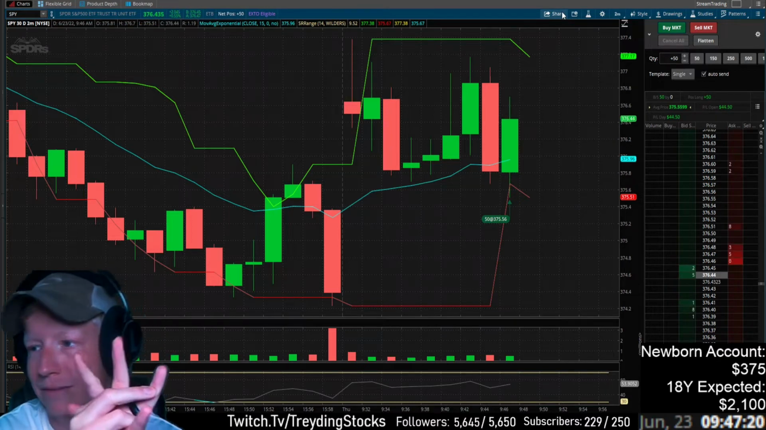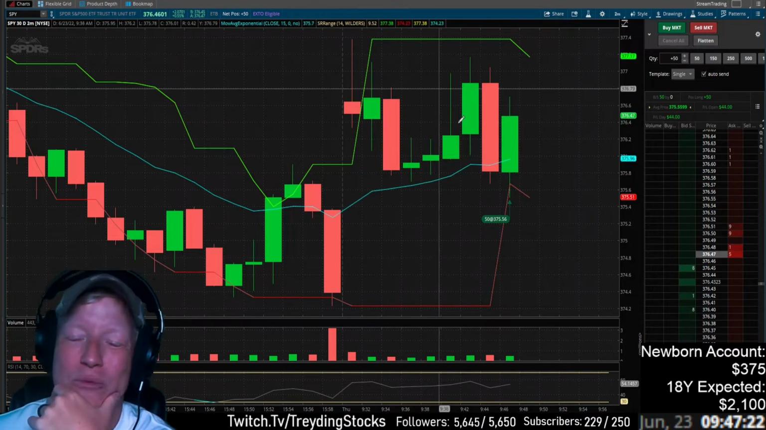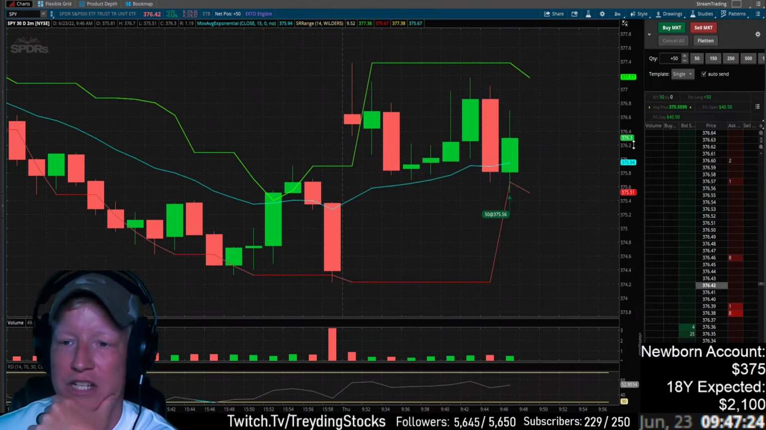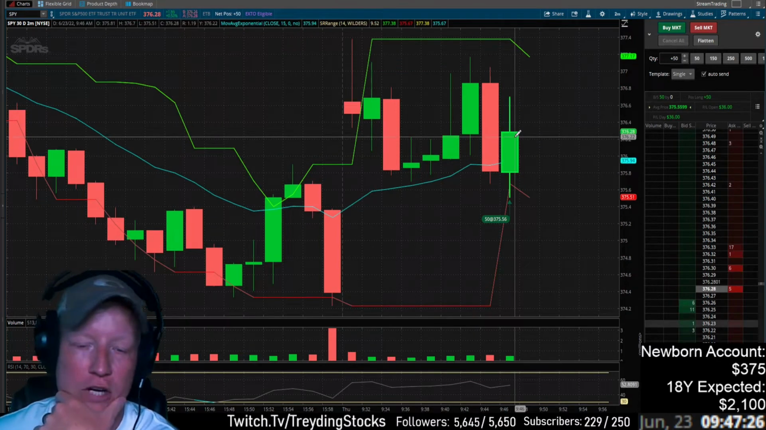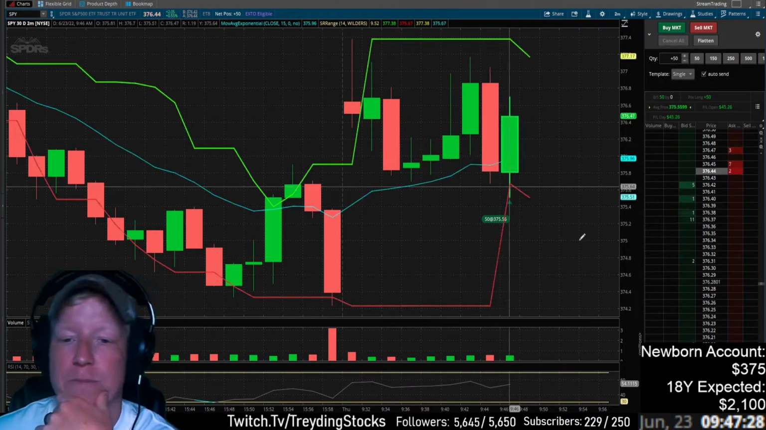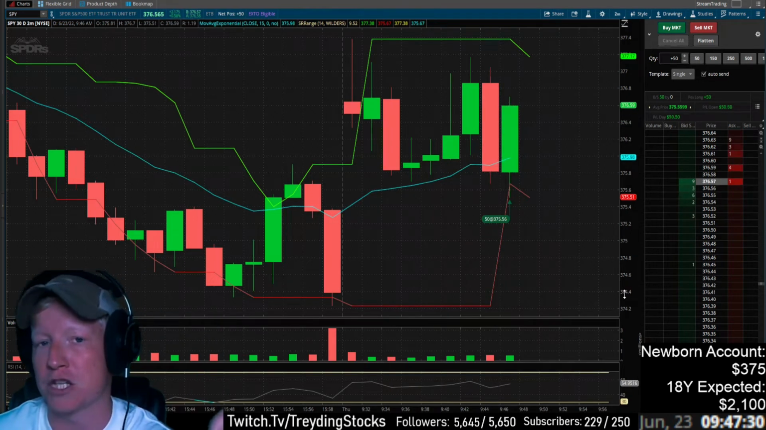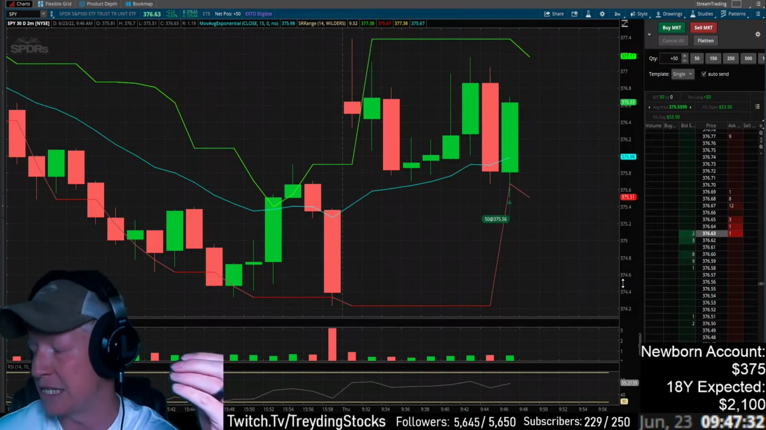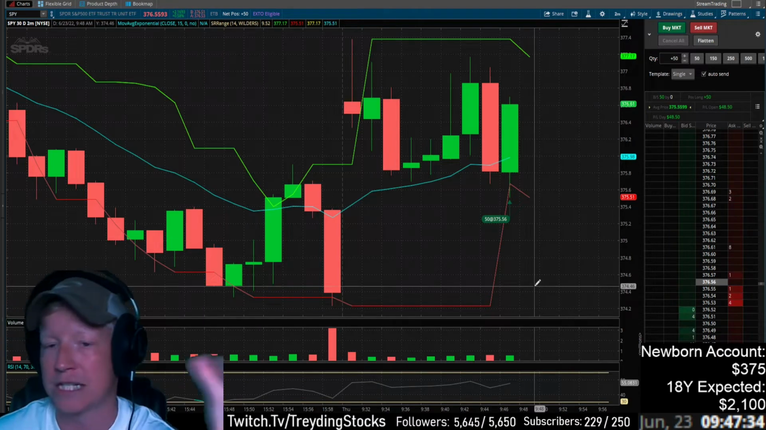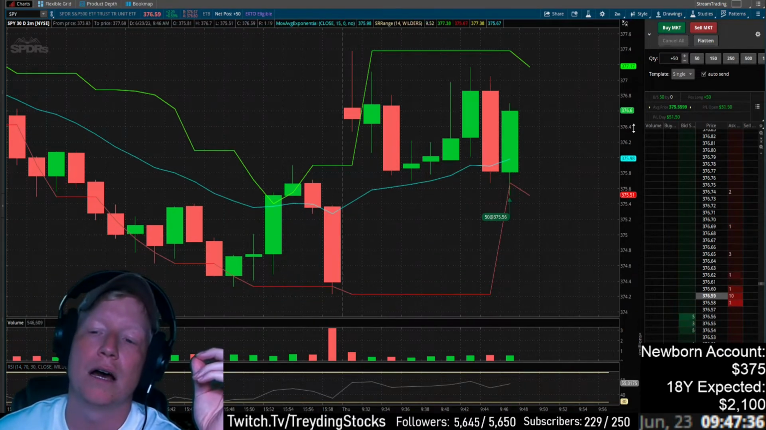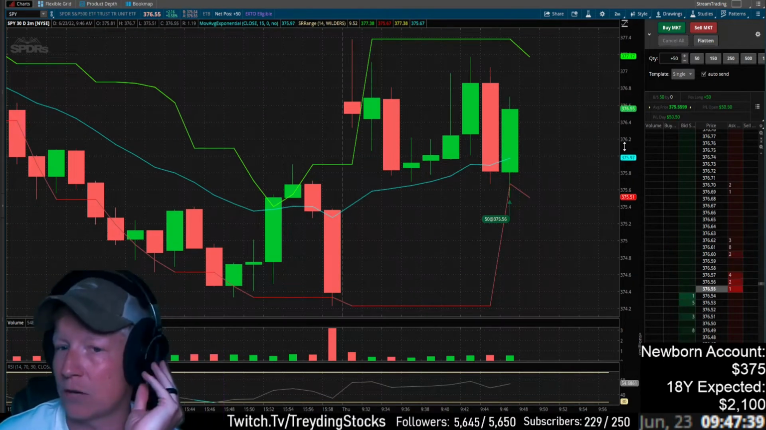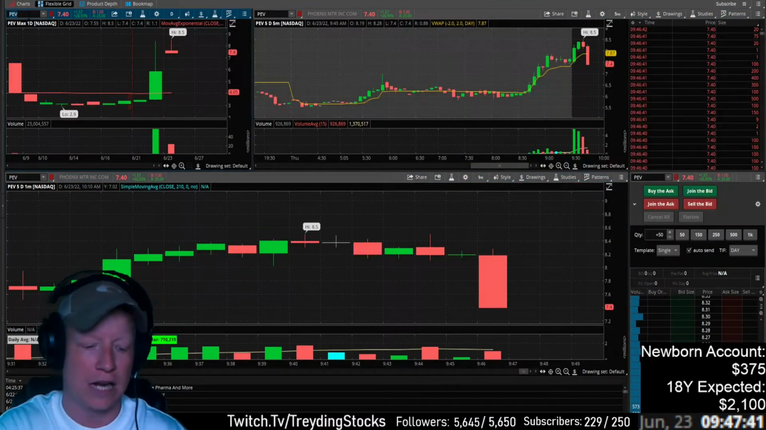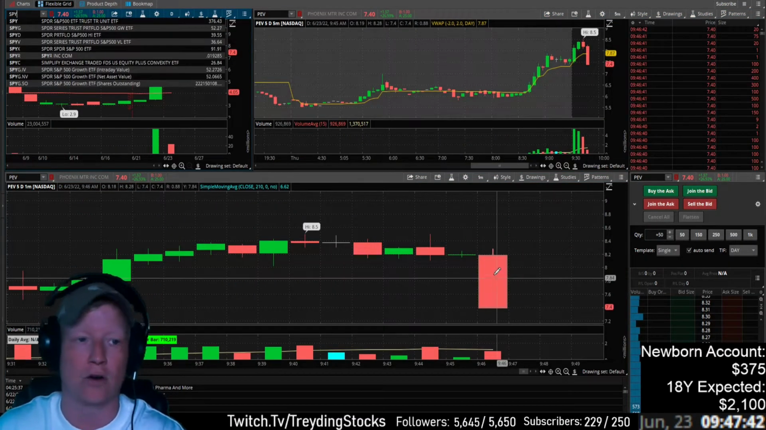Wow, that was one of the larger green candles we've had on SPY in a while. Like one of the larger candles in general we've had on SPY in a while. I've been talking about this in my stream. I feel like I have to repeat myself sometimes. SPY's been really sideways lately. Intraday has been really sideways.